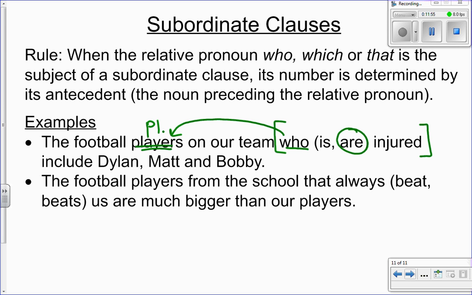Let's take a look at the second example and find the subordinate clause. The football players from the school that always beat or beats us are much bigger than our players. So first of all, where is the subordinate clause? Starts with the word that. That always beat or beats us is the subordinate clause. And the question is, when I say that, what is it referring to? What is the antecedent for the subject that? It's the school. The school is singular, so I'm going to choose the singular verb beats in this one.